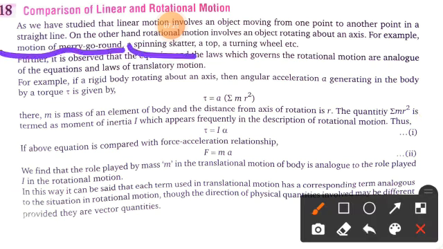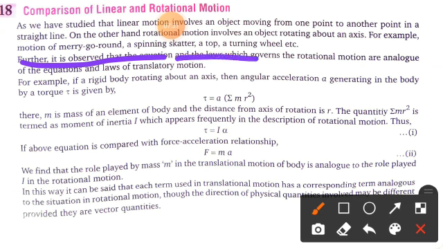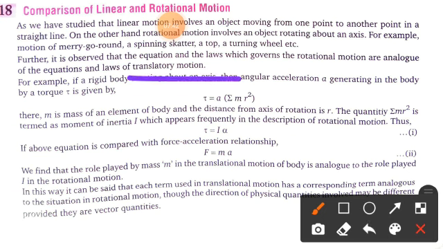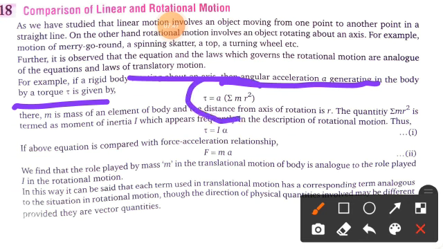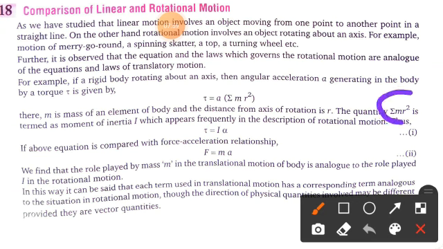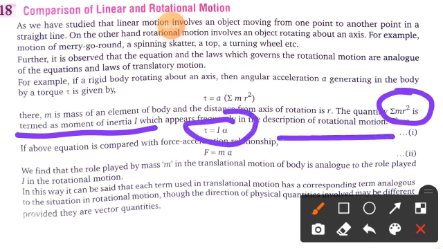Further, it is observed that the equations and laws which govern rotational motion are analogs of the equations and laws of translatory motion. For example, in a rigid body rotating about an axis, the angular acceleration alpha generated in the body by torque tau is given by tau equals alpha times the summation of m r squared. Here m is the mass of an element of the body and small r is its distance from the axis of rotation. So the quantity m r squared is termed the moment of inertia I, which appears frequently in the description of rotational motion. So this relation is tau equals I alpha.